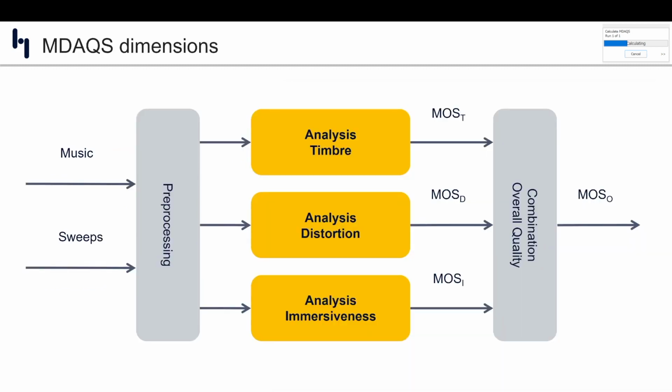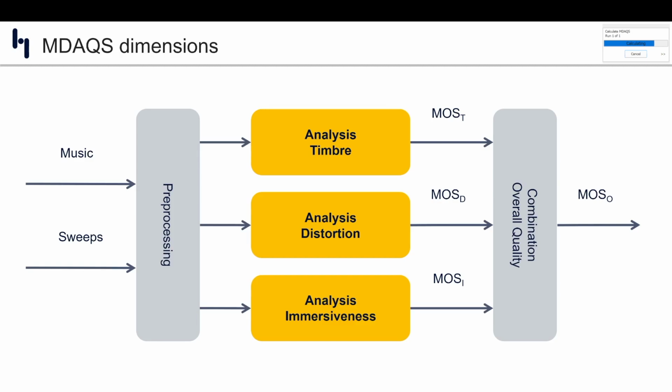Now let's get to the MDAQS dimensions. The short story is that MDAQS is a sophisticated algorithm that simulates human perception as it relates to audio quality. One of the revelations discovered in the MDAQS research is that the general consumer will evaluate overall quality along 3 dimensions: timbre, distortion, and immersion. Combining, calculating, and weighing the 3 ratings differently brings us to MOS-O, the overall score of how the system performs.